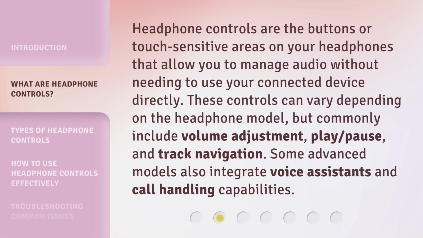Headphone controls are the buttons or touch-sensitive areas on your headphones that allow you to manage audio without needing to use your connected device directly. These controls can vary depending on the headphone model, but commonly include volume adjustment, play, pause, and track navigation. Some advanced models also integrate voice assistance and call handling capabilities.